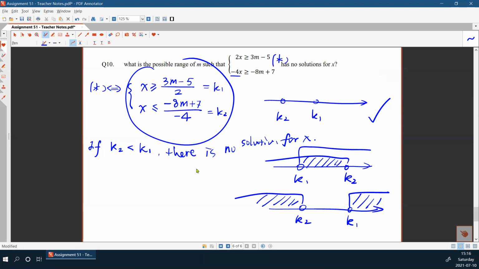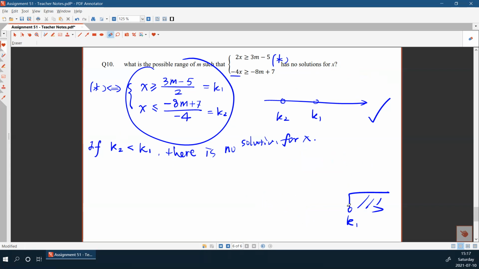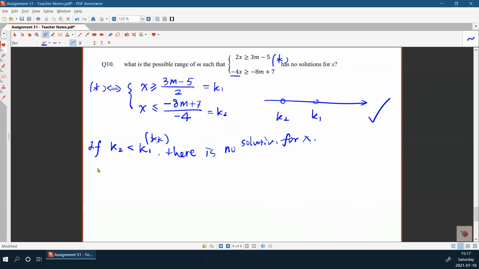Emily, do you understand? Okay, so next time, please pay attention to the corner case, okay? Okay, let's call this 2 stars then. And we know that if 2 stars is satisfied, there is no solution for x. 2 stars is equivalent to k2, which is (minus 8m plus 7) over minus 4, less than k1. k1 is (3m minus 5) over 2, right?